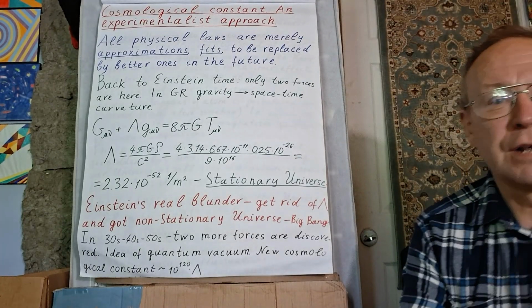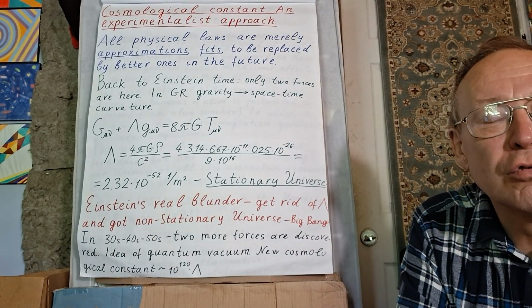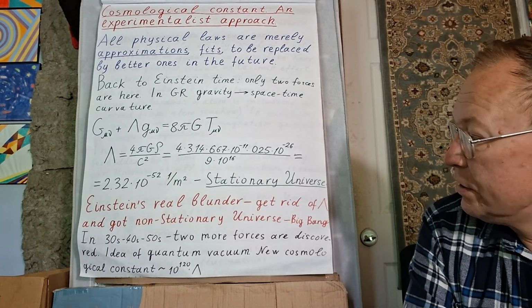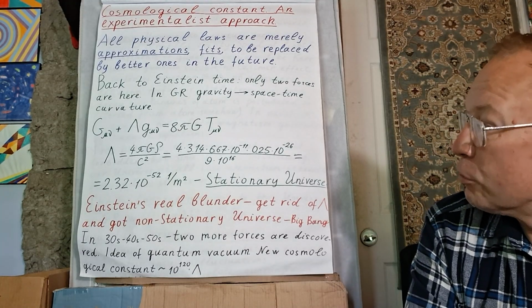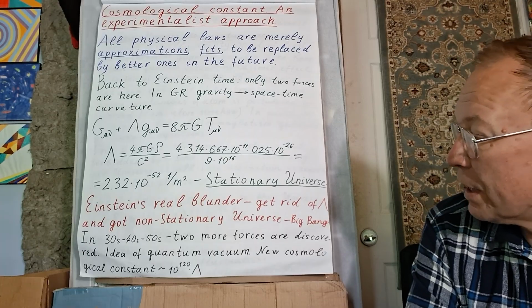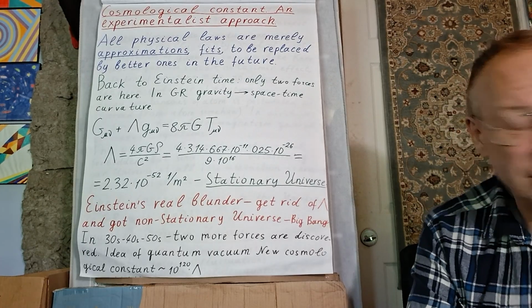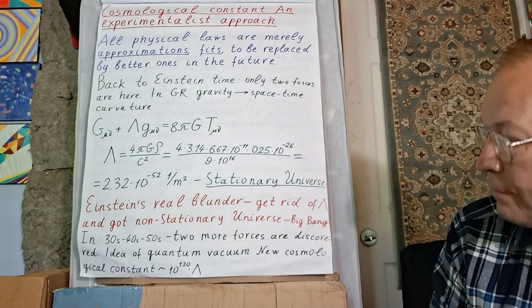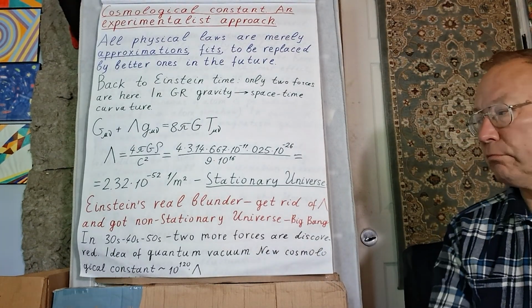Next comes the great Einstein's blunder, who decided to get rid of the stationary universe and delete this cosmological constant, so the solutions of the equations are now non-stationary, and that was the concept of the Big Bang, which is still present today. What happens in the future?